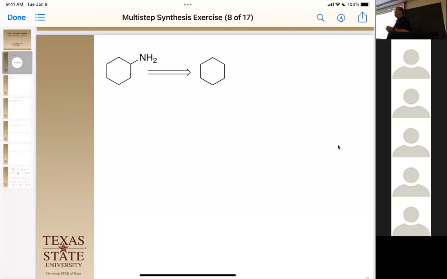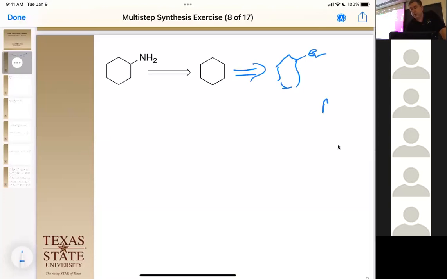Cyclohexane doesn't do much, so we're probably going to have to back it up and functionalize it. And since I told you it was an SN2 reaction, we're probably going to want to functionalize it with something like bromine or chlorine. So in the retrosynthesis, we'll want to back it up to somewhere there is a bromine or a chlorine here. I'm going to put a bromine. And then we're going to attack that with the nitrogen nucleophile.